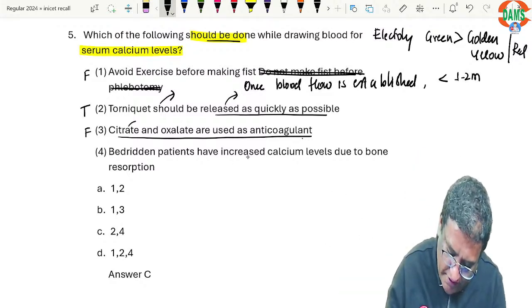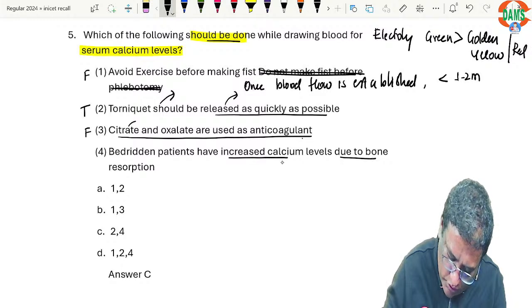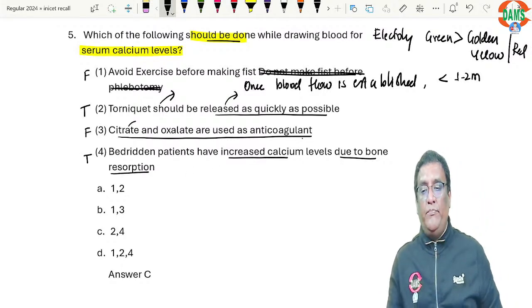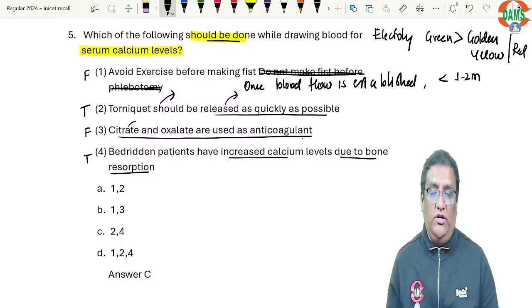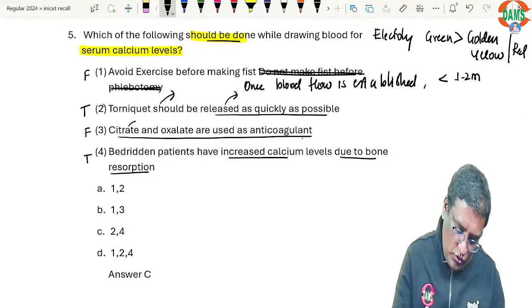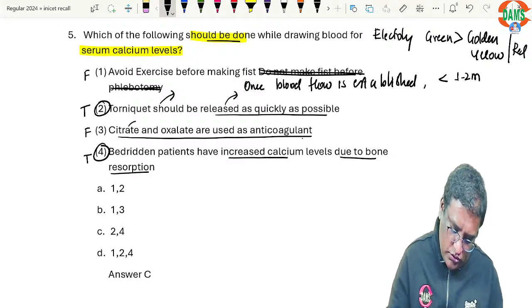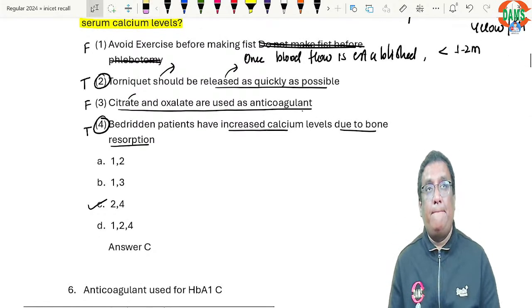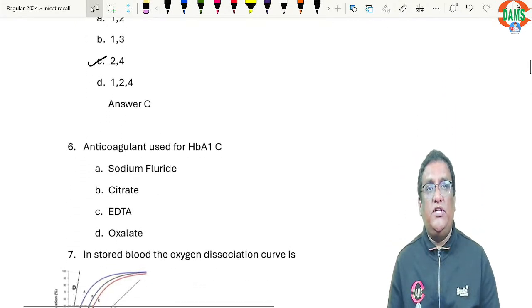Bedridden patients have increased calcium due to bone resorption. This is also true. Bedridden patients will be having increased calcium, and there will be a hypercalcemia happening. That is also true. So in this, 2 and 4 are true. So option is C in this. Option is C. Next, question number 6.